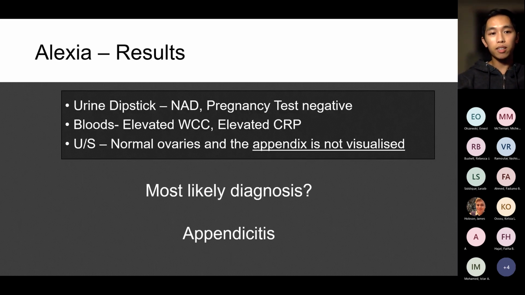So Alexia's results come back and her urine dipstick is negative and the pregnancy test is negative. The bloods showed an elevated white cell count and CRP, and she had an ultrasound which showed normal ovaries. However, the appendix was not visualized. So given everything in terms of her presentation, her investigations and examination, what's now the most likely diagnosis?